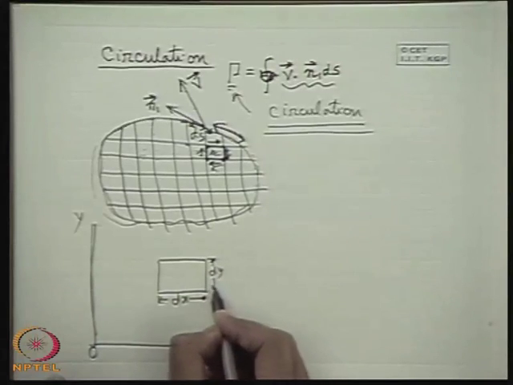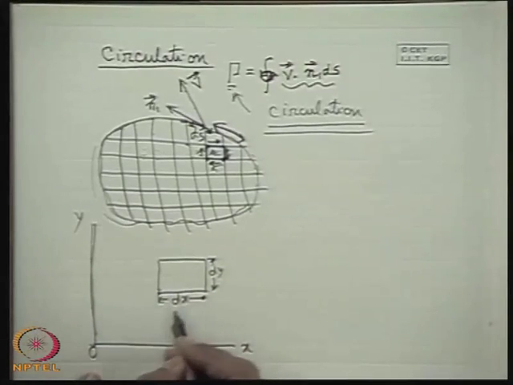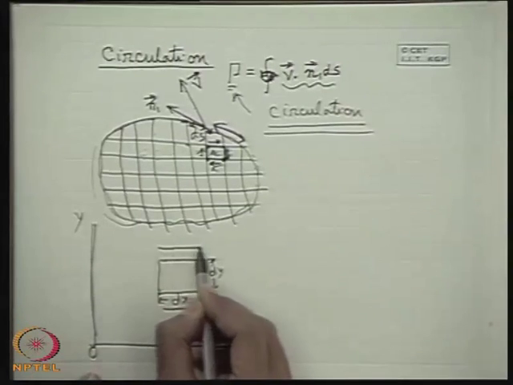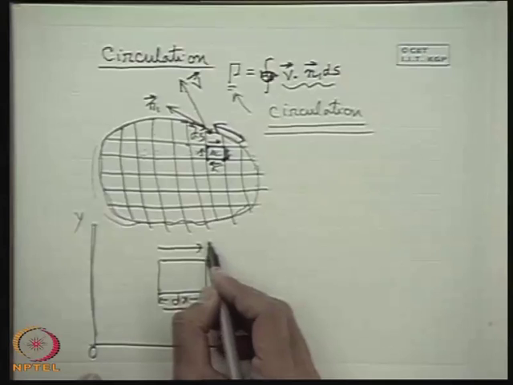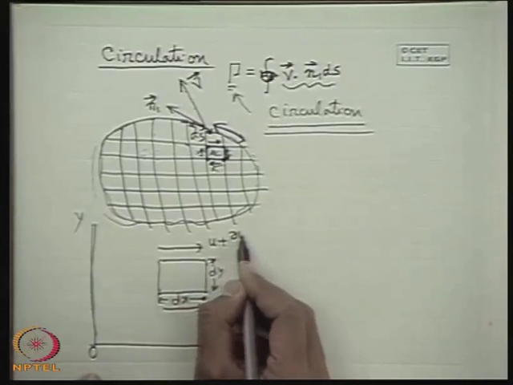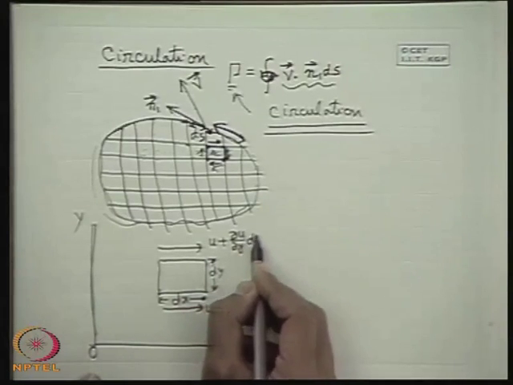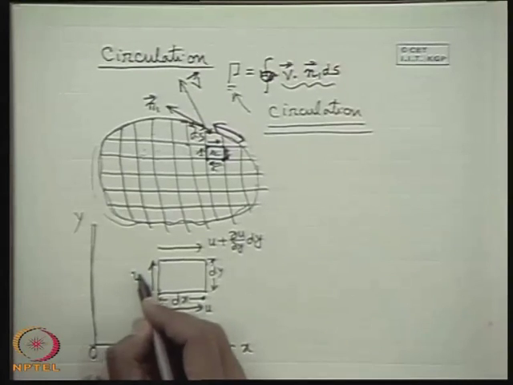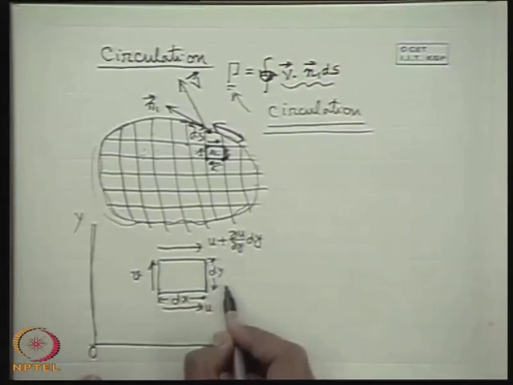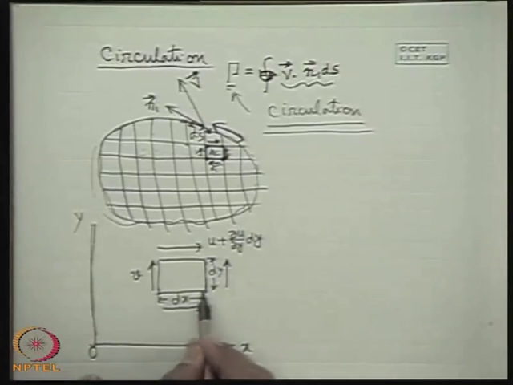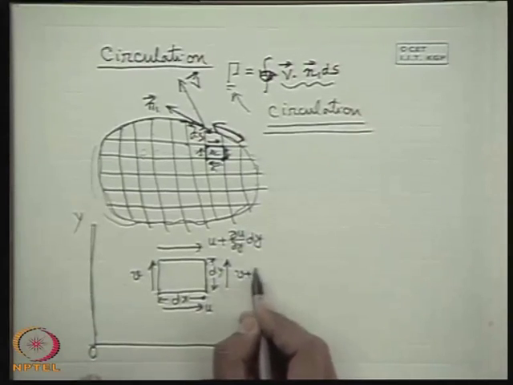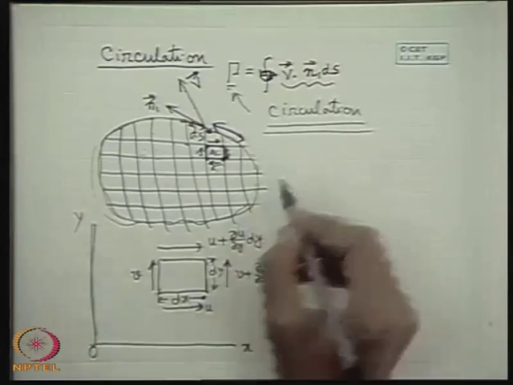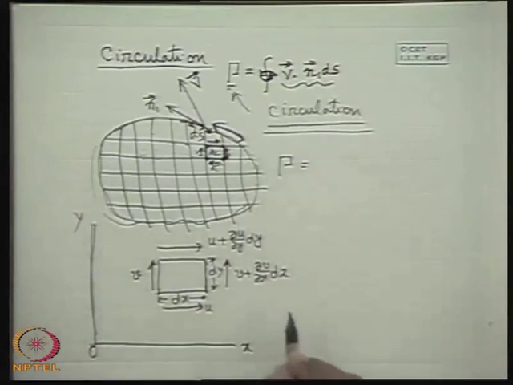What will be the circulation? Let us consider that at this plane the velocity is u, and at the opposite plane, for a distance dy, the velocity will be u plus del u del y dy. Similarly, let us consider the velocity at this plane to be v in the positive direction. So the velocity at the opposite plane, for a distance dx, will be v plus del v del x dx. Now let us find the circulation with the anti-clockwise direction as positive.